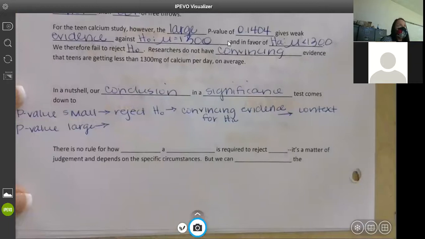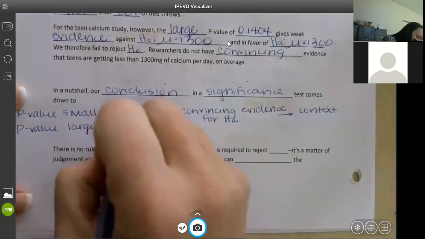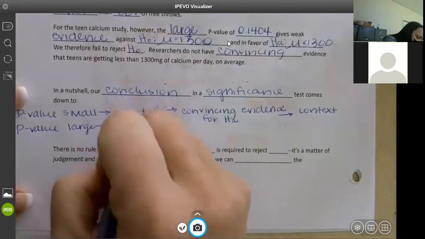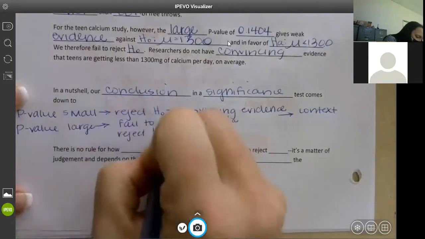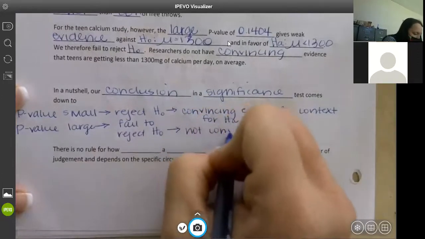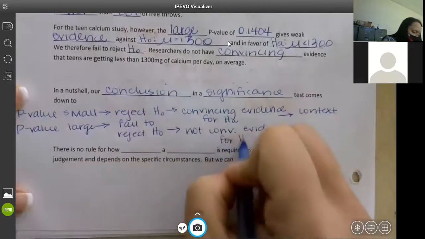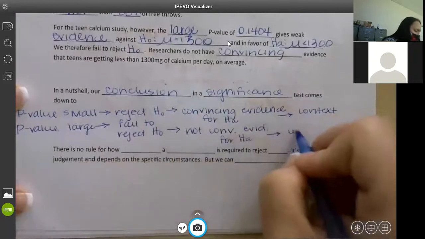Then if the p-value is large, and again, we'll get to all of this if you're like, oh my God, what's the p-value? What's the p-value? It's just a probability, okay? And again, you already know how to do it. We just haven't done a problem where you found it yet. You have, it was just in previous chapters, okay? So we'll get there. So we'll talk about that p-value soon. If it's large, you're gonna fail to reject H sub O. Not convincing evidence for the alternative, and then put it in context.